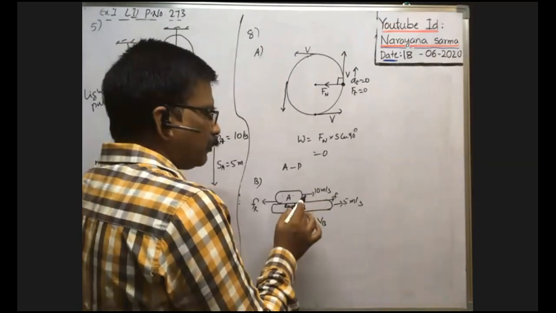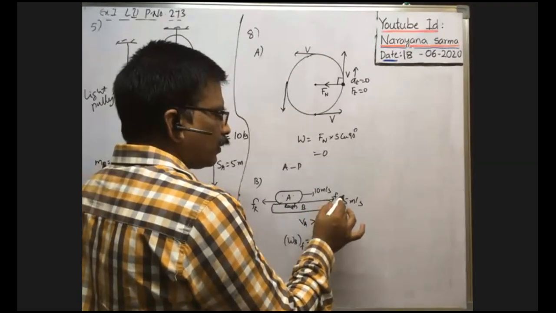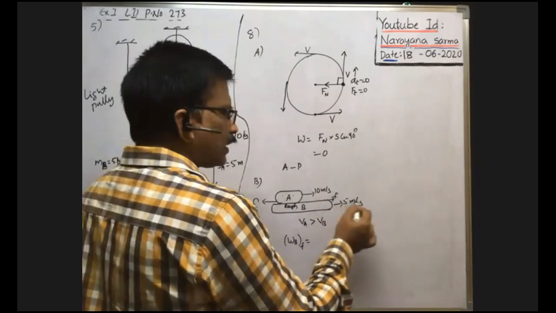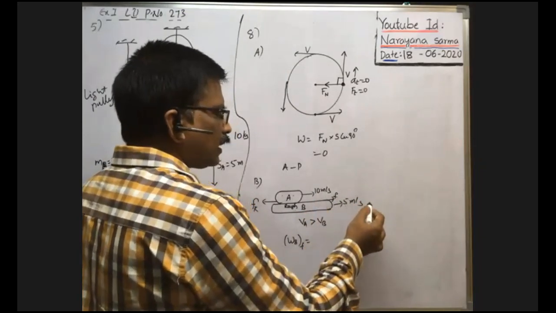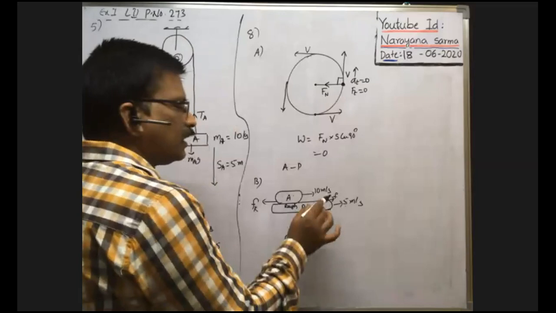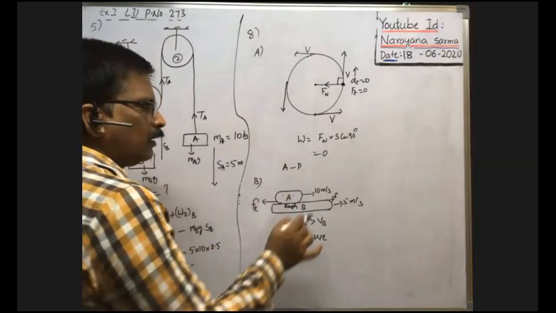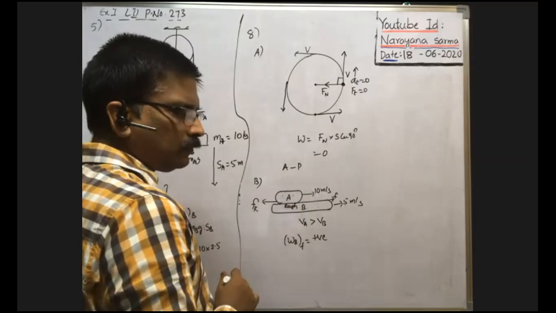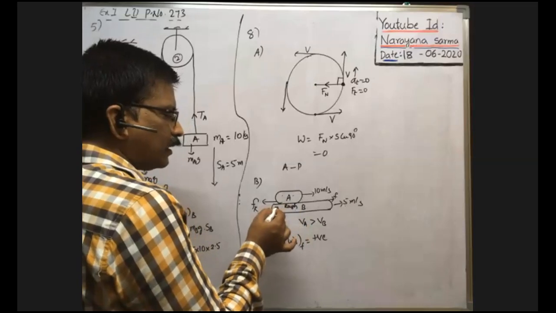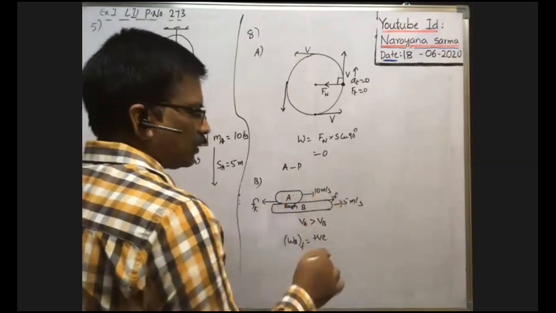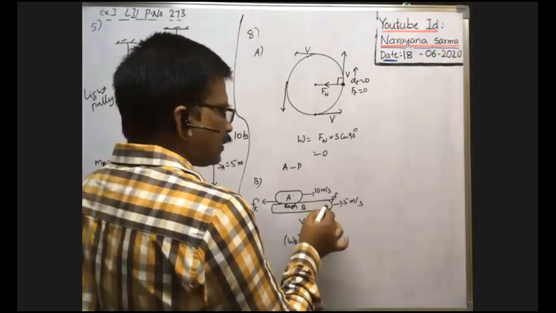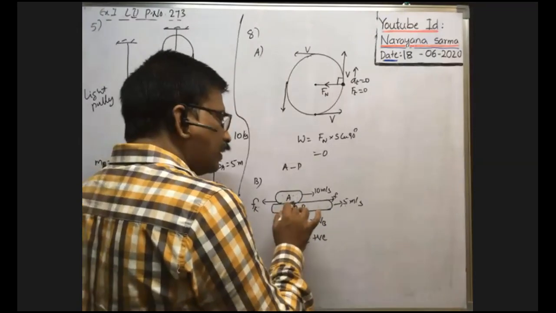On block B, friction is in this direction, and the velocity of block B is also in the same direction. Displacement and friction are both in the same direction. That's why work done is positive and non-zero. Suppose this velocity is greater than this one. Then the frictional force between these two acts on the lower block in this direction and the upper block in this direction. That depends on the velocities. If the velocity of this one is greater than this one, this block pulls this block in this direction.